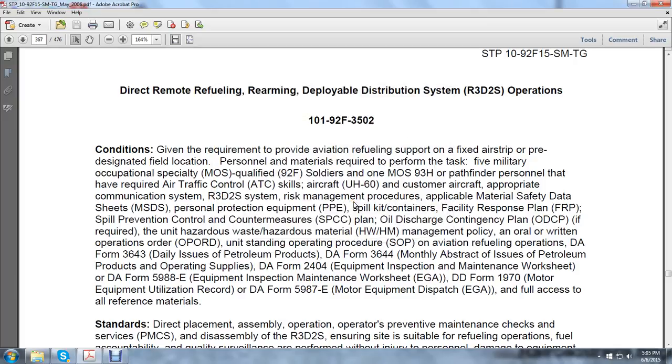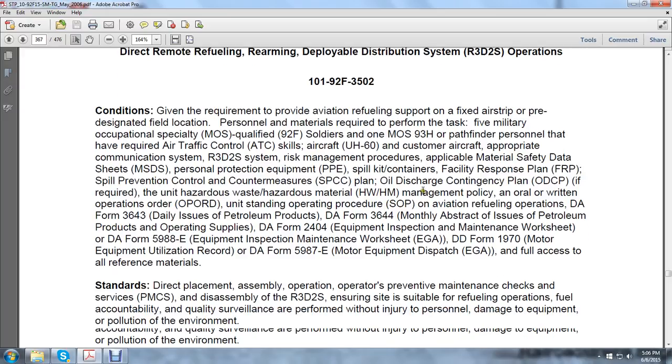Unit standing operating procedure on aviation refueling operations, DA Form 3643, Daily Issue of Petroleum Products, DA Form 3644, Monthly Abstract of Issues of Petroleum Products and Operating Supplies, DA Form 2404, Equipment Inspection and Maintenance Worksheet, DA Form 5988-E, or its electronic equivalent, DA Form 1970, Motor Equipment Utilization Record, DA Form 5987, Motor Equipment Dispatch, and full access to all reference materials.